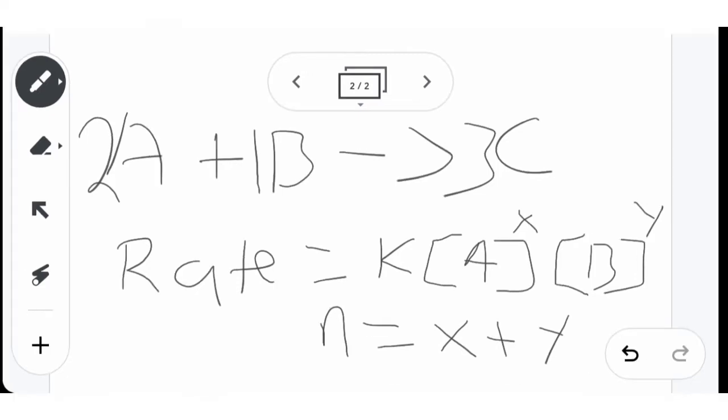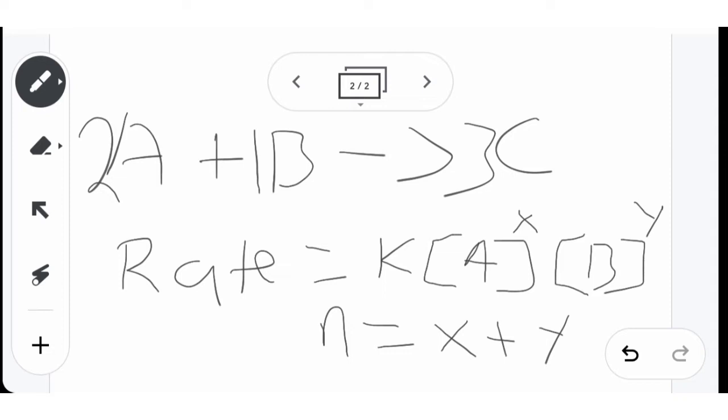Now, what we need to understand here is that if you are determining the rate law expression for a chemical reaction, you don't consider the concentration of the products. You have to consider the concentration of the reactants only. So you can see in this expression, I've only included the concentration of A and B, which are the reactants for this given equation.